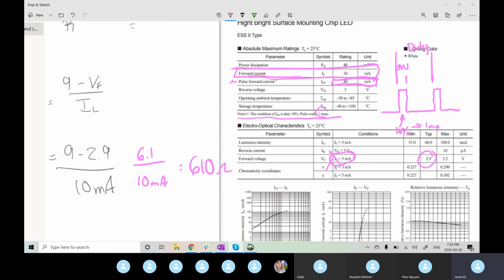So any question on that for those who didn't get the 610? Is it clear now as to why? Yeah, it makes sense now.